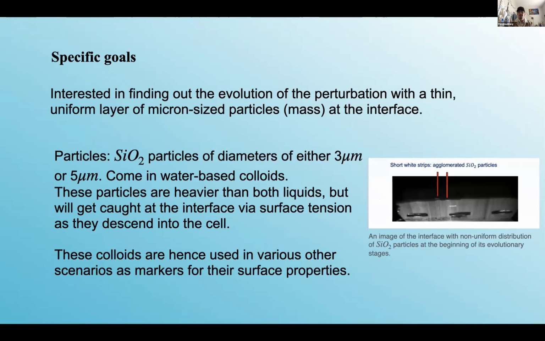Our specific goal is to find out what the evolution of perturbation looks like when, say, we have a thin uniform layer of micron-sized particles at the interface. That just means what happens when we also introduce mass to the interface, because before you only have a single interface between two layers, but now you also have mass to it. So we decided to use silicon dioxide particles of diameters of either 3 microns or 5 microns for our purposes.